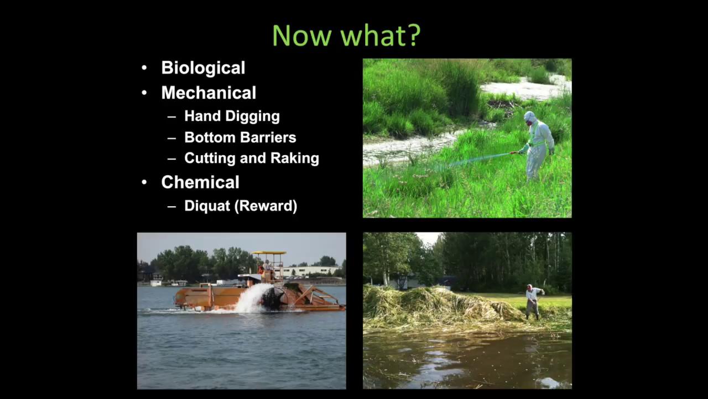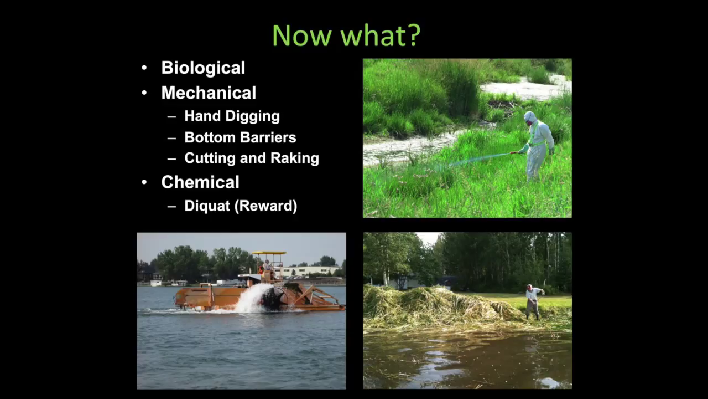With those little bulbets on the roots, it's really easy to knock them loose, and they're hard to capture once they're out there. Bottom barriers is basically laying a big carpet on the ground so nothing grows. That might help to control the population, but it also controls everything else that's natural, and it's really expensive. And then there's also cutting and raking.